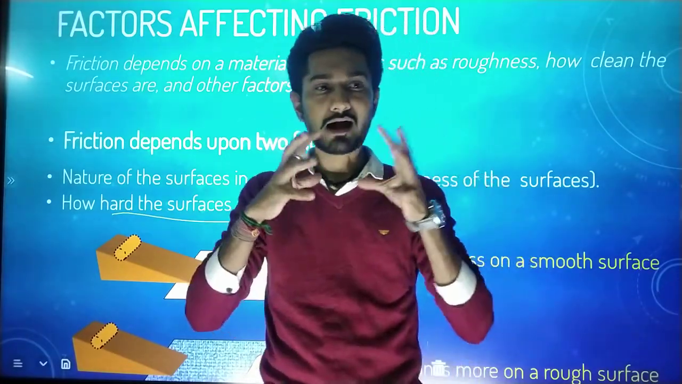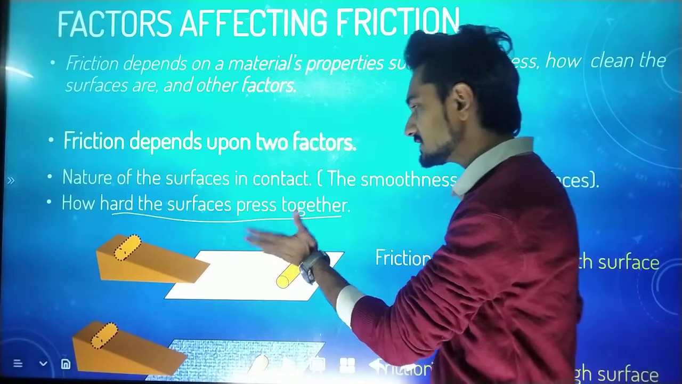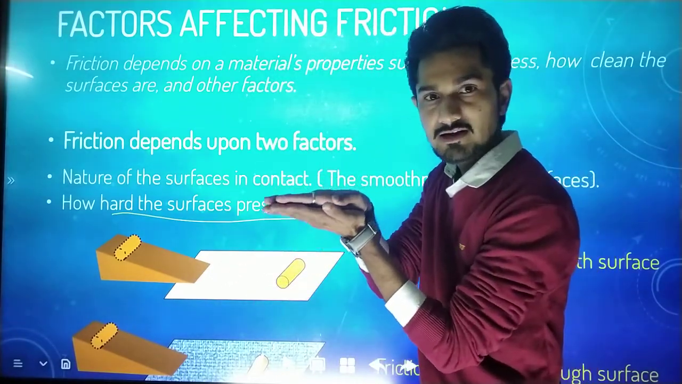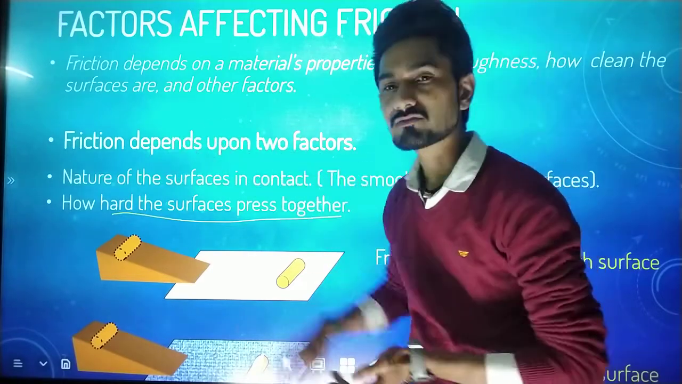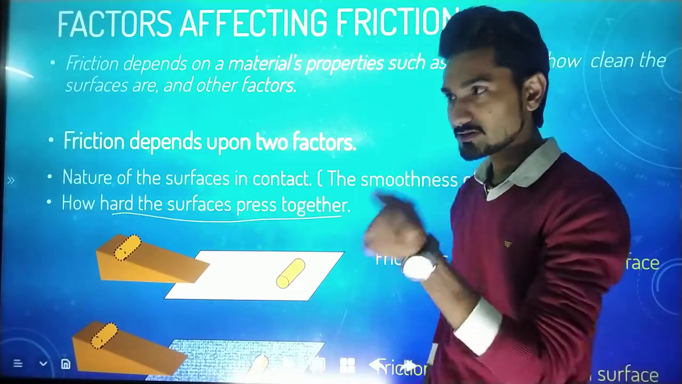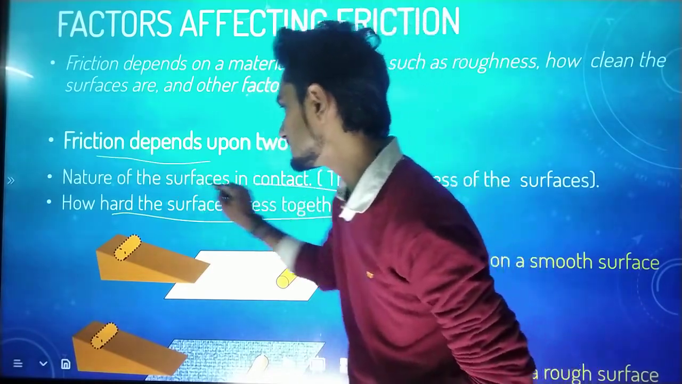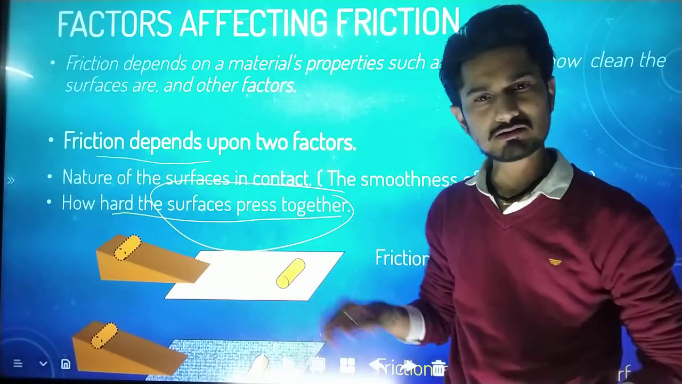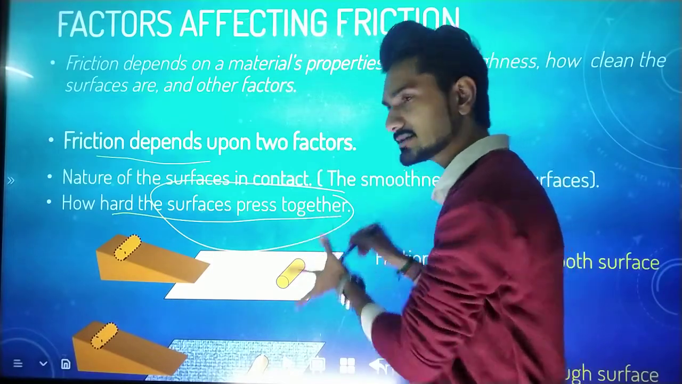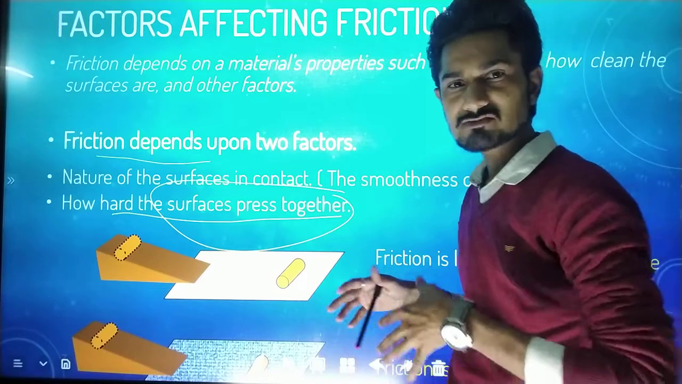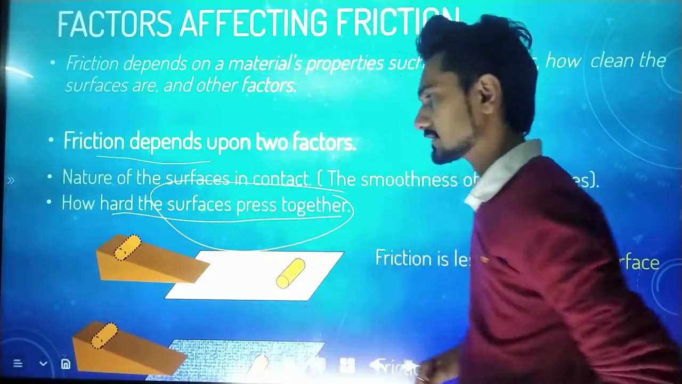So how hard we press the surfaces against each other automatically affects the friction force. From that activity we can say that friction also depends upon how hard the surfaces are pressed together. You already know this, but I thought I should explain it, so that's why I have given you this explanation. Okay.